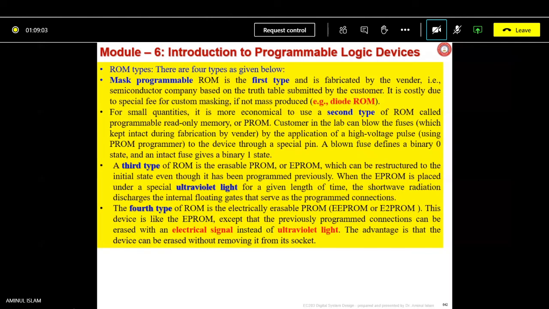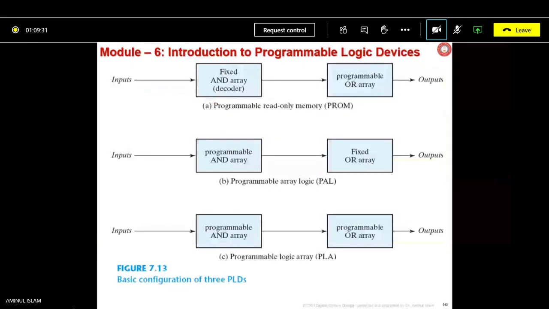The third type of PROM is the erasable PROM, or EPROM, which can be restored to the initial state even though it has been programmed previously. And for that, you need UV light. We have also discussed all those things. The fourth one is the electrically erasable PROM, which we have discussed, isn't it? It is getting repeated, so I'll leave this topic quickly and go to another topic.